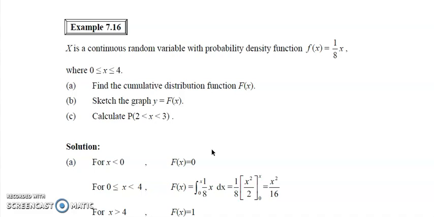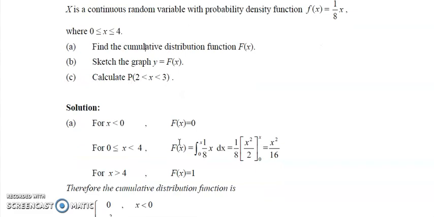Example 7.16 gives an example of how you can go from the PDF to the CDF. Here the PDF is given for x between 0 and 4, and the next question asks you to sketch y equal to capital F of x, which is the graph of your continuous random variable's CDF. And for part C, we just want x between 2 and 3 only.